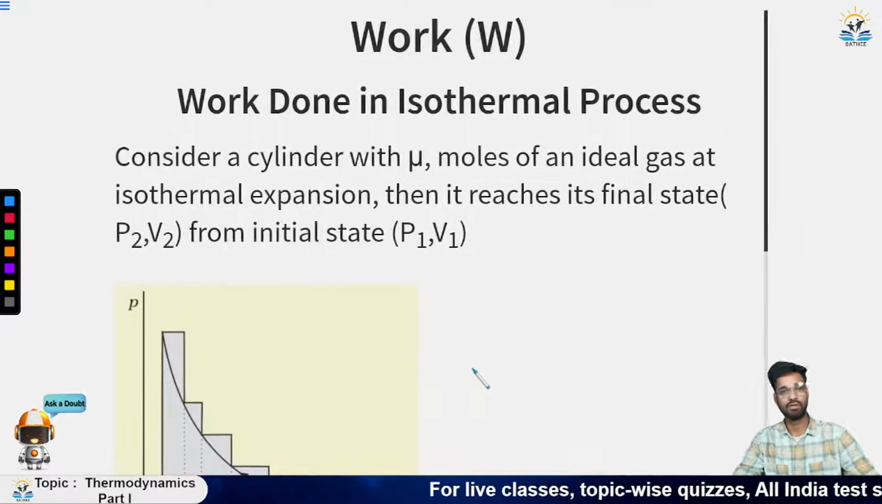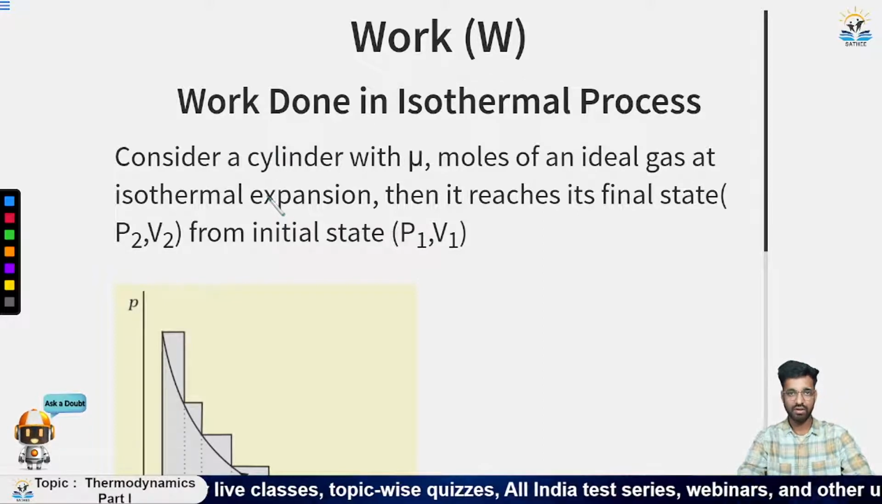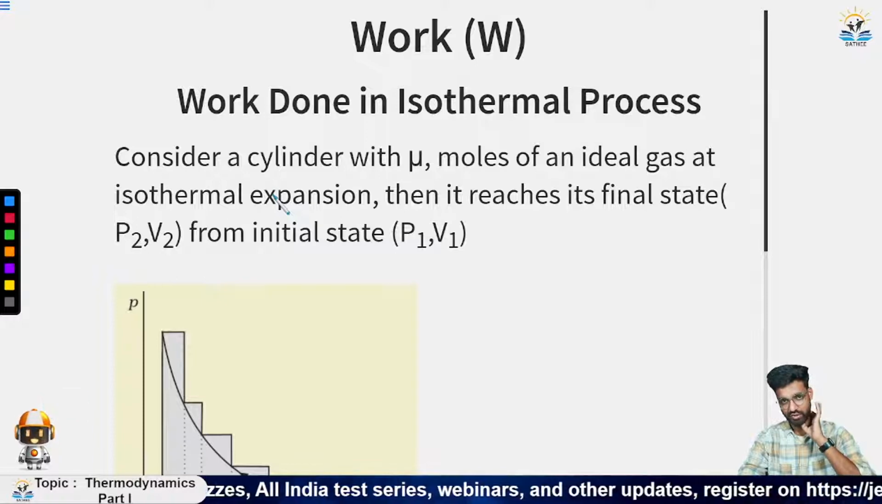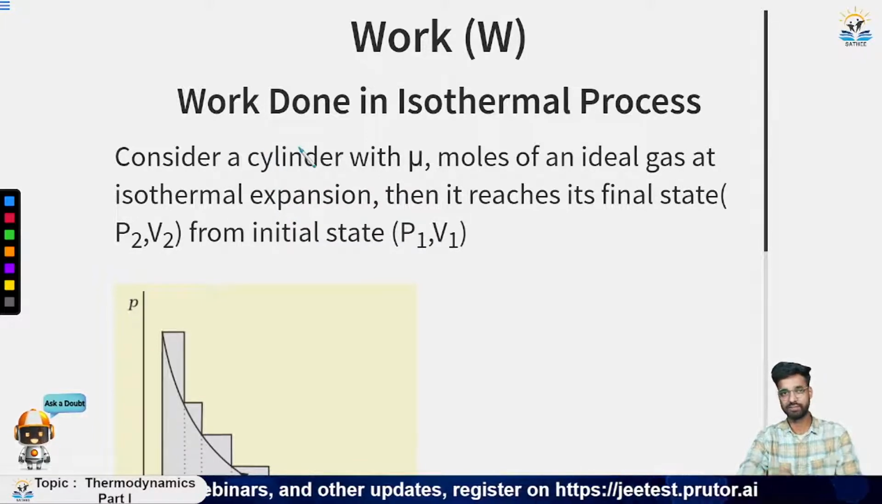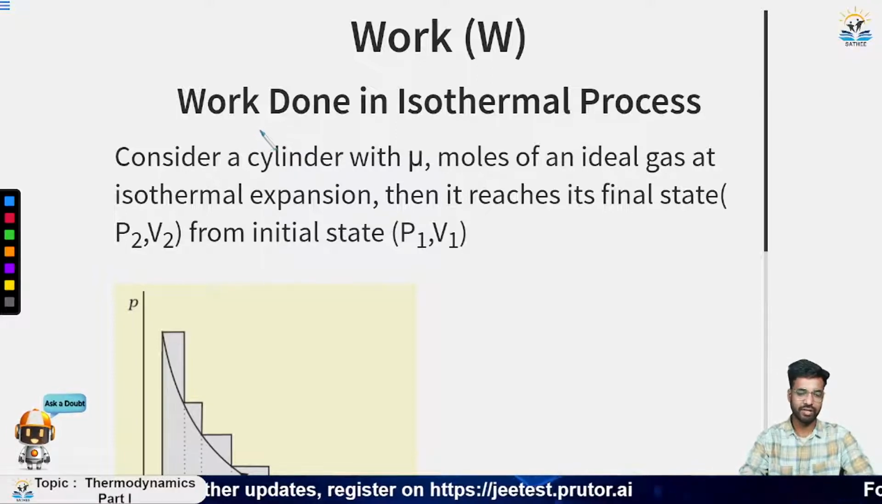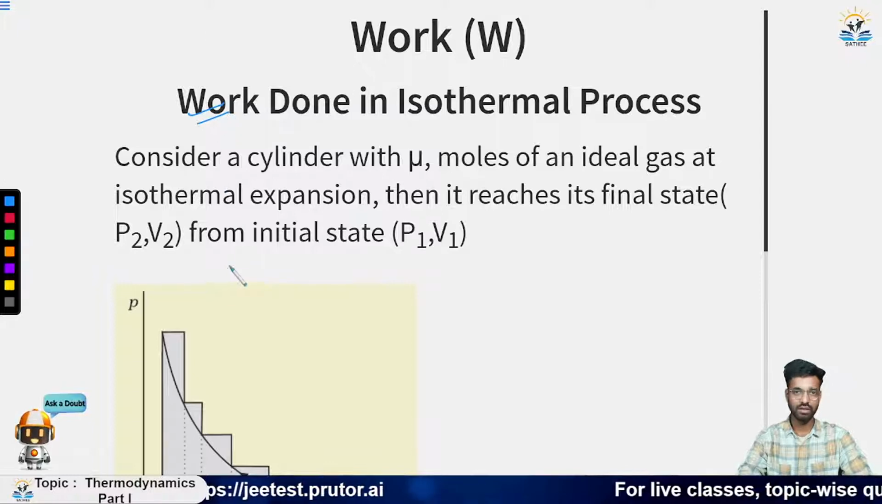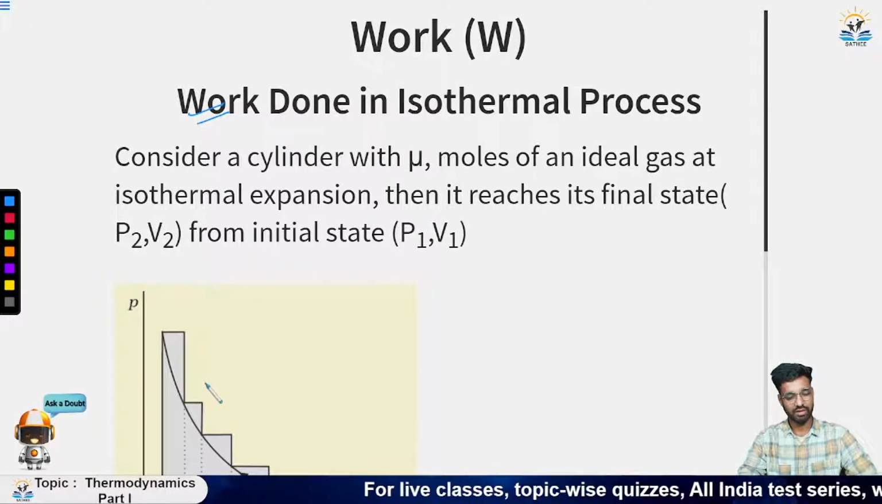Okay. Now we will move to the isothermal process. We have various types of processes: isothermal, isobaric, isochoric, and various others. Now we'll calculate this work done for different processes. The first one is work done in an isothermal process, and not just any isothermal process. We are doing it for the reversible case.